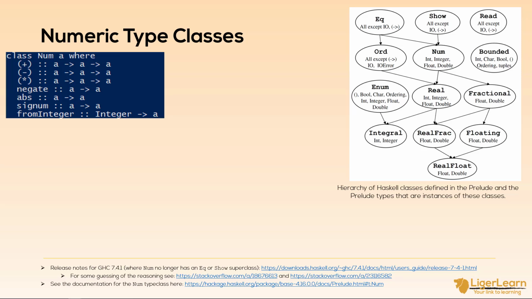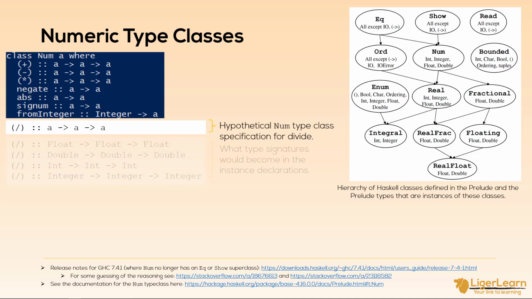Let's suppose that Num did have a divide function specified, just like it does for addition, subtraction, and multiplication. Well then, the type signature would be specified like this. And when we define our instances for the different numeric types, it would change to be like this.